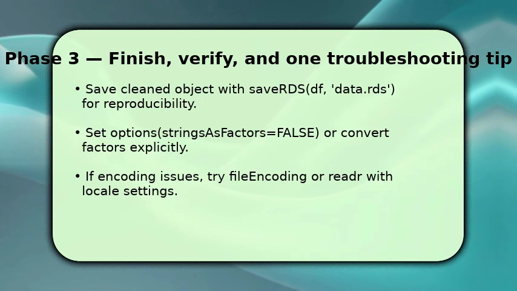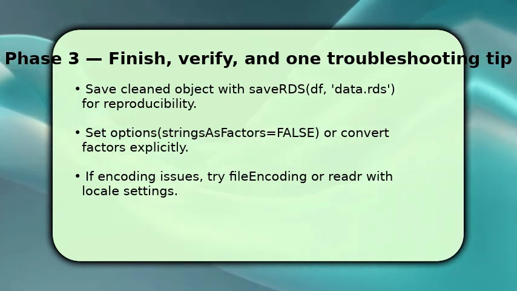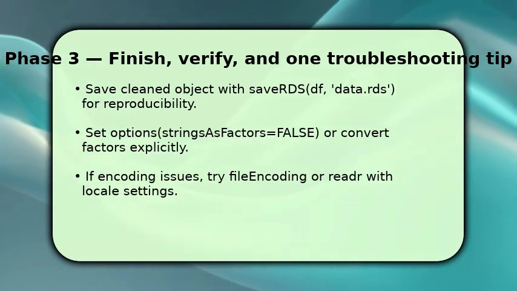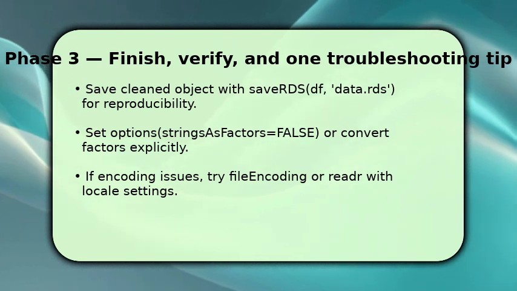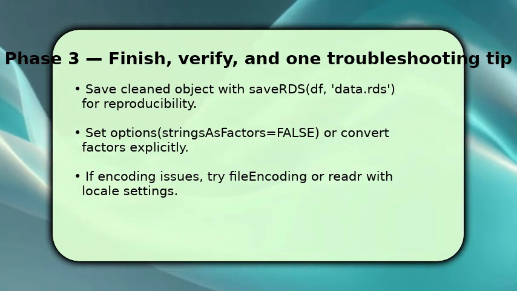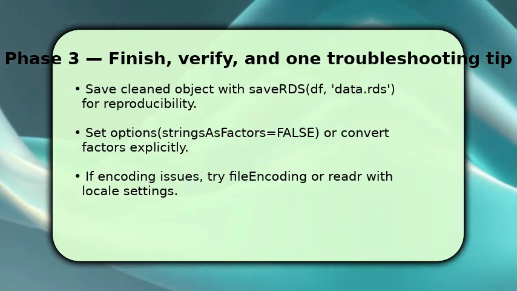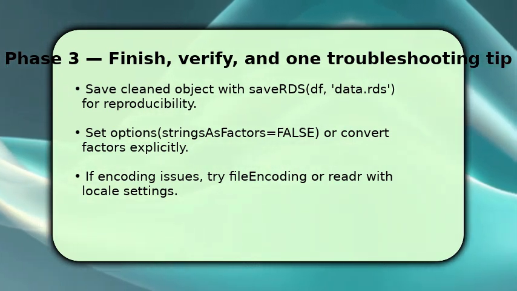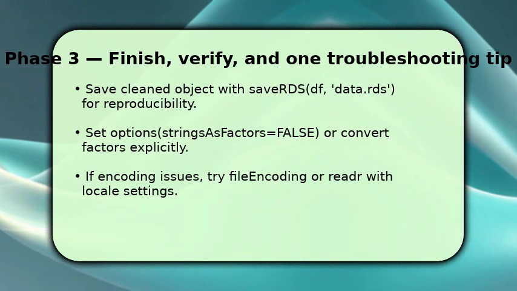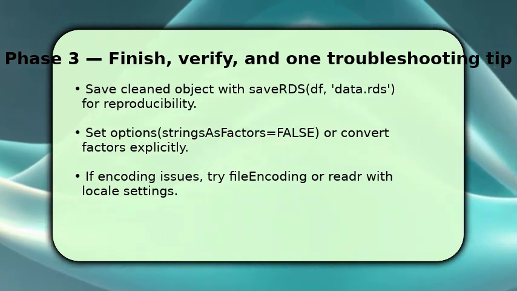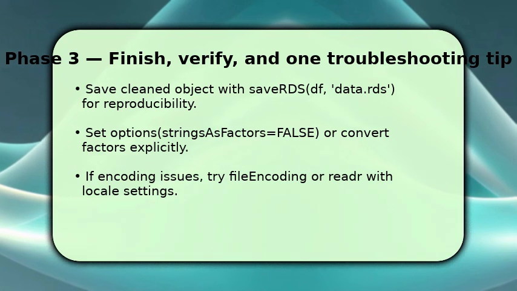Then commit your script and data to the project. If something goes wrong, check common culprits: wrong working directory, mismatched delimiters, or encoding problems. For encoding issues, retry with fileEncoding or readr's locale. For delimiter problems, specify sep or use read_delim. These checks resolve most import failures quickly and keep your workflow reproducible.